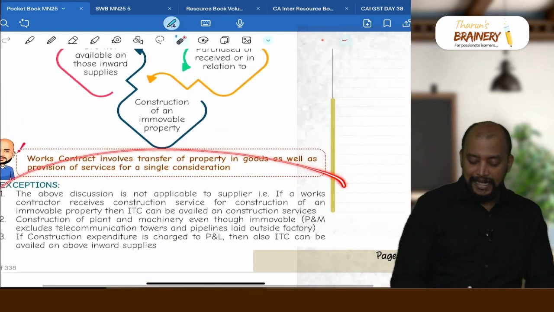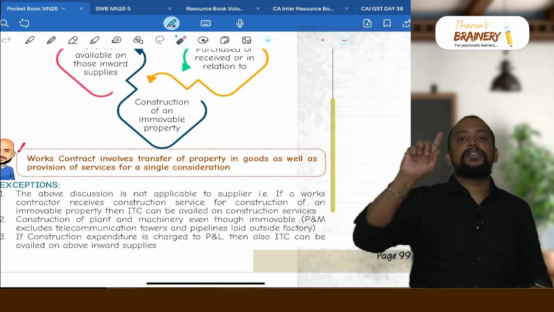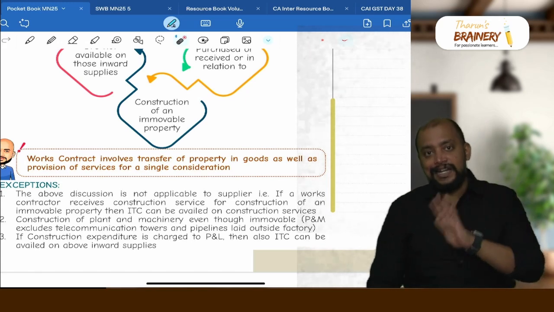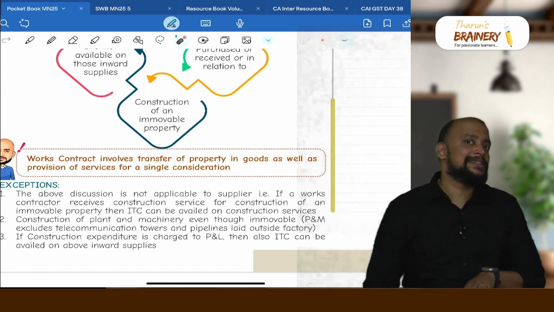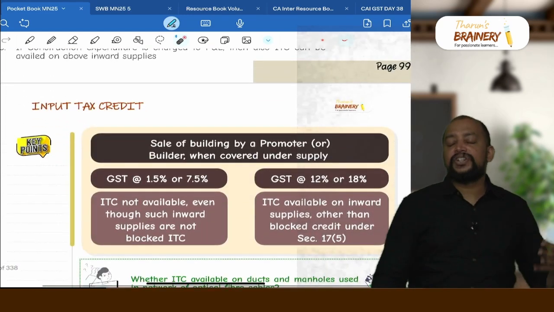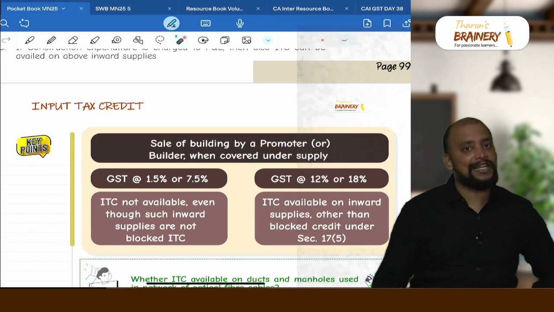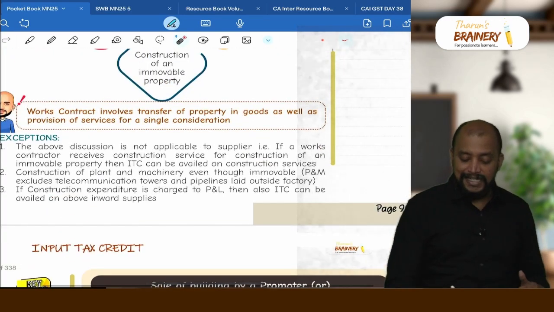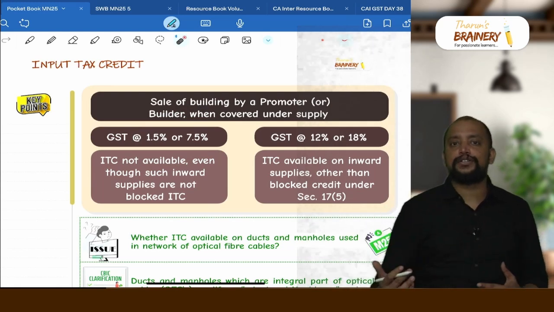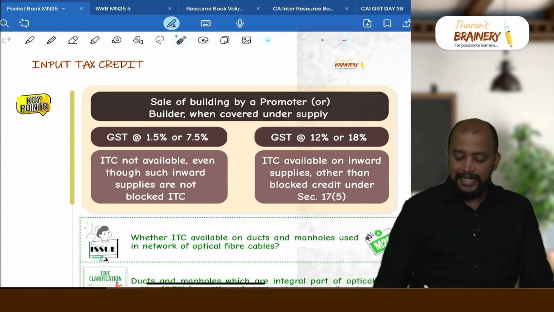Even though ITC is available in these exceptional cases, take the first point: the supplier can take ITC, but it depends upon the supplier's outward supply. For example, there is a builder. As per law, the builder can take ITC under 17(5). But the problem is, what is the GST rate applicable to the builder? If the GST rate applicable to the builder is 7.5% or 1.5%, that is without ITC, they cannot take it. Even though exception 1 says they can take, it depends upon their rate of GST. Suppose the applicable rate of GST to the builder is 12% or 18% with ITC, then definitely ITC is available on the inward supplies.